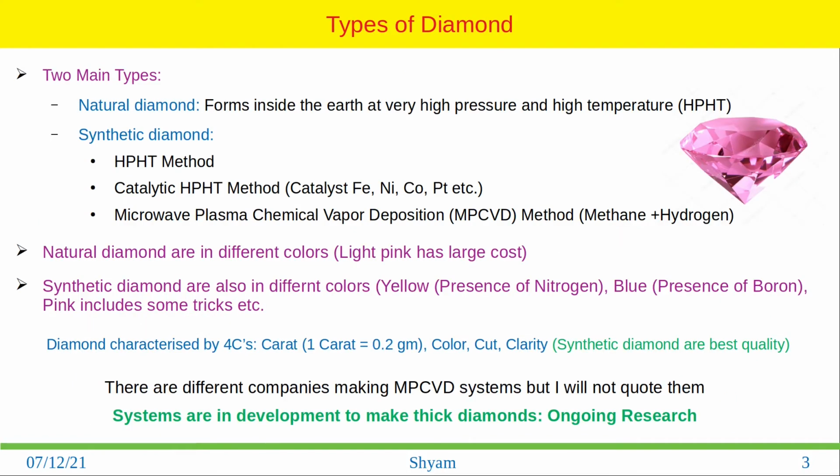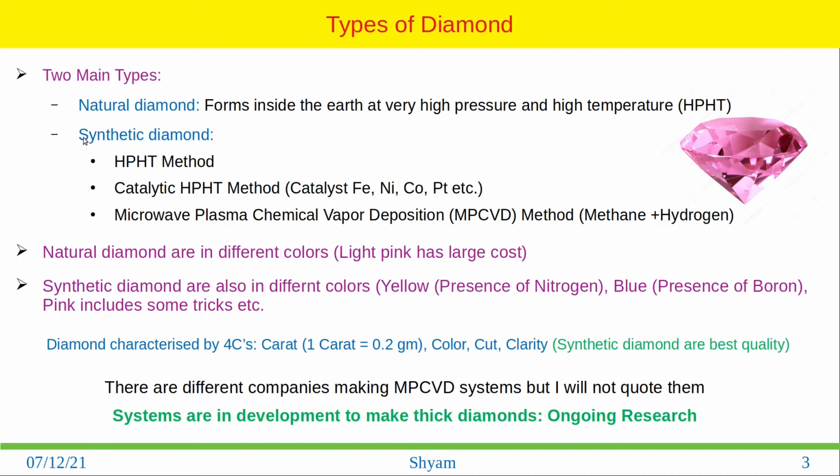Now the types of diamond. There are two main types of diamond. One is the natural diamond, which basically forms inside the earth at very high pressure and high temperature, also abbreviated as HPHT. What happens is that over a long time, the plants inside the earth, which are the main source of carbon, are converted into diamond at very high pressure and high temperature. We know that inside the earth we have a very high temperature and high pressure.